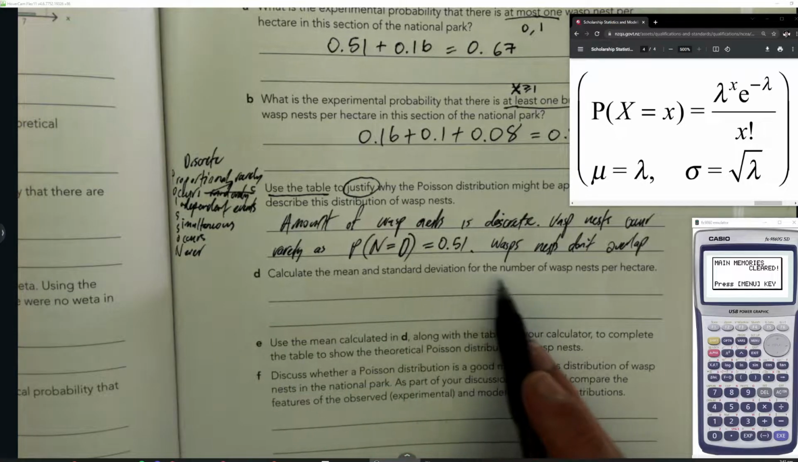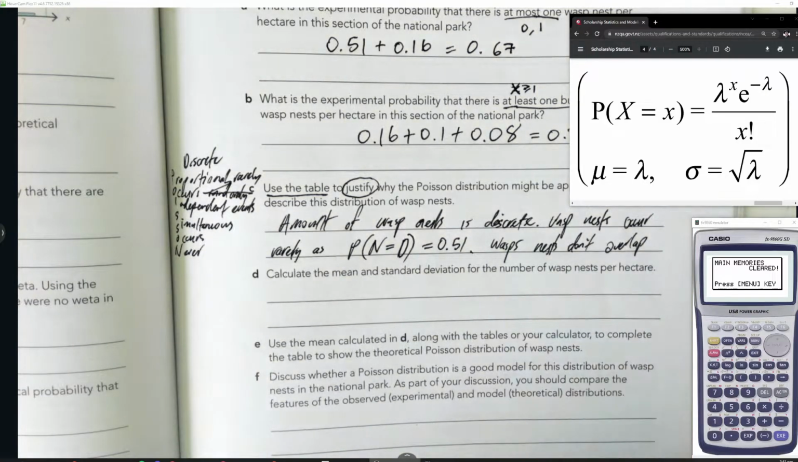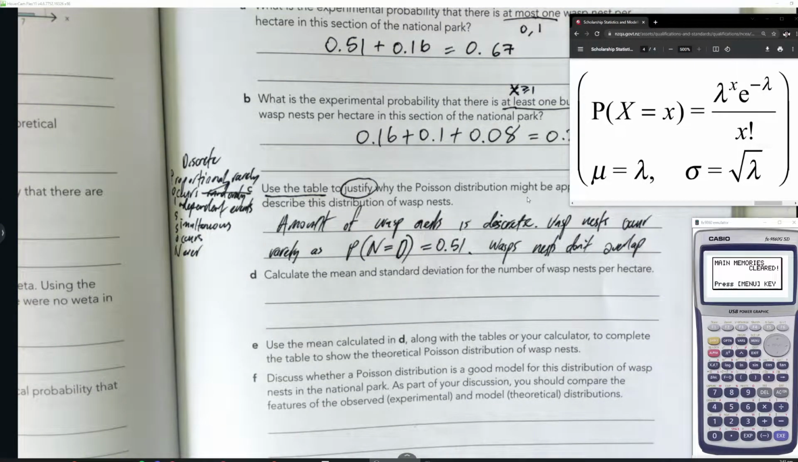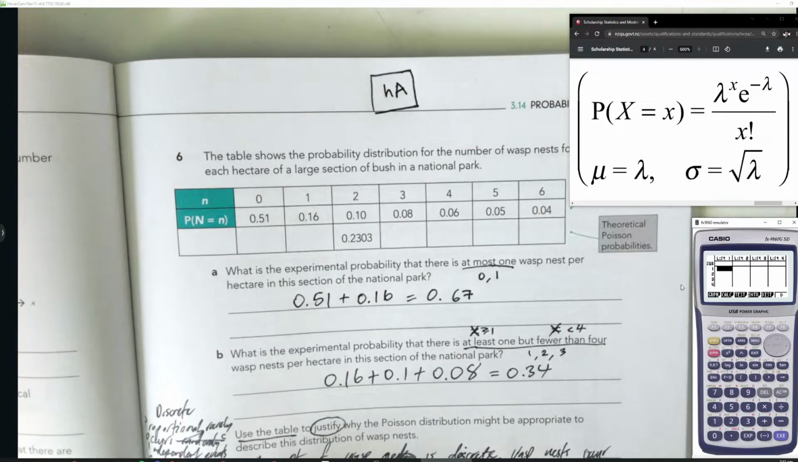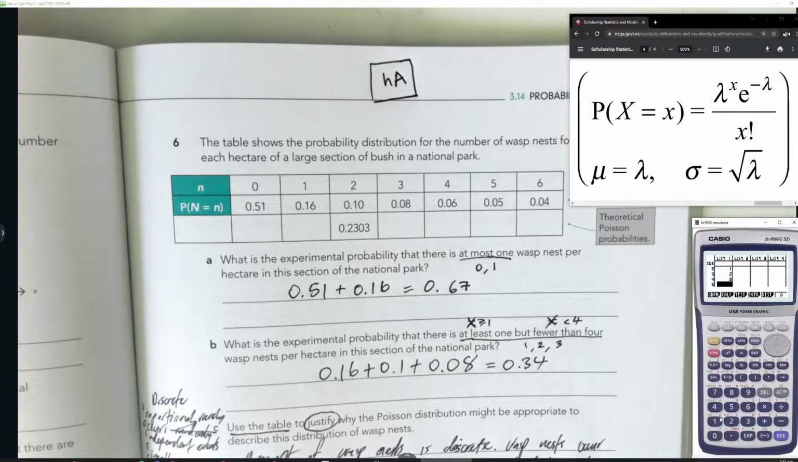Calculate the mean and standard deviation for the number of wasps nests per hectare. Okay, let's use our calculator for this. There are several ways that you could go about it. I think what they want us to do is get this table and chuck it into our calculator. So 0, 1, 2, 3, 4, 5, 6. You can use your calculator to replicate these tables and then get data from it.